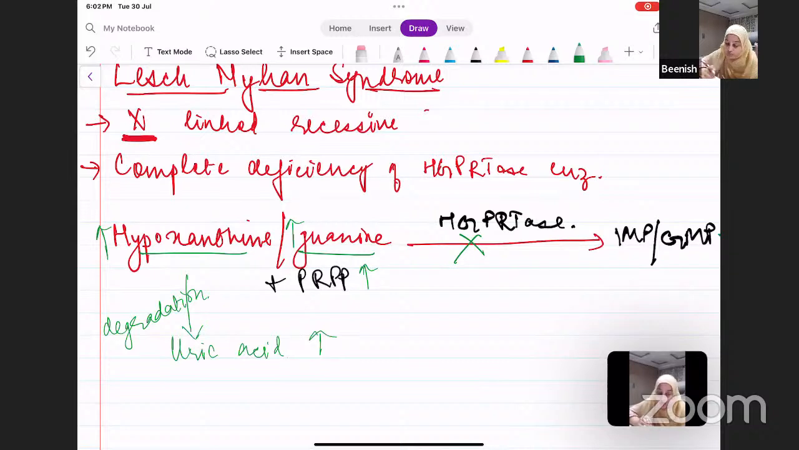Also, like I told you, your levels of PRPP are increasing because HGPRTase is not there. So hypoxanthine and guanine are increasing, the other substrate PRPP is increasing, and your IMP and GMP are decreasing. Now, if you remember the rate limiting enzyme in purine synthesis, the second step that I told you was the rate limiting committed step, which was contributing the nitrogen 9 of the purine. That was regulated by your excessive substrates and the inhibitors.